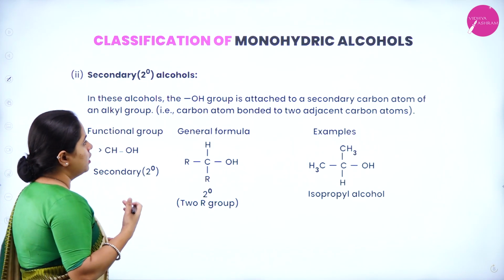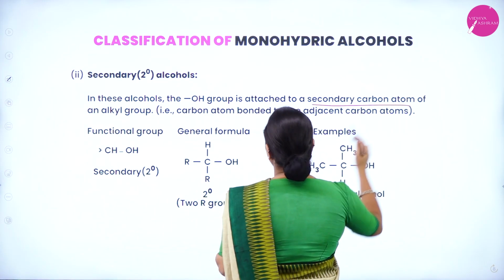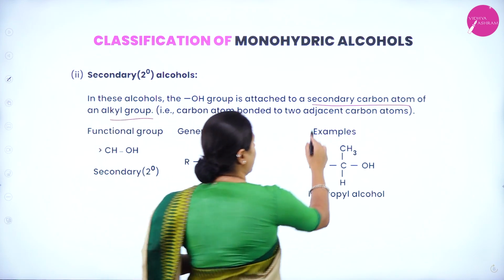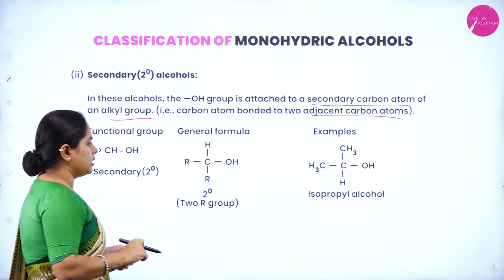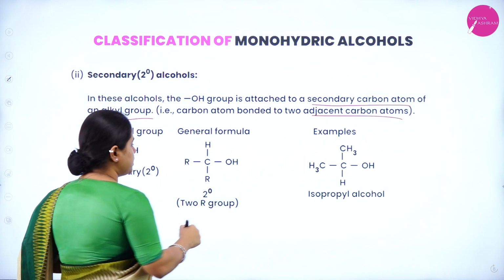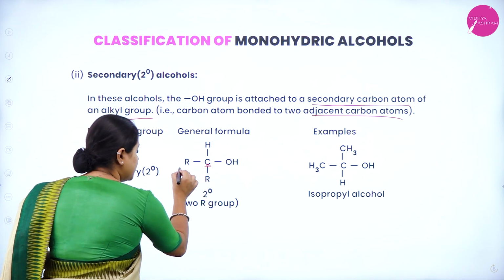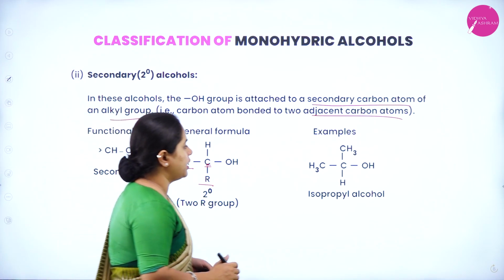In these alcohols, the hydroxyl group is attached to a secondary carbon atom of an alkyl group, that is, a carbon atom bonded to 2 adjacent carbon atoms. So let us take the general formula first. As you can see, this is the carbon atom to which the hydroxyl group is attached, which is further attached to 2 other carbon atoms, right? You can see an example here.